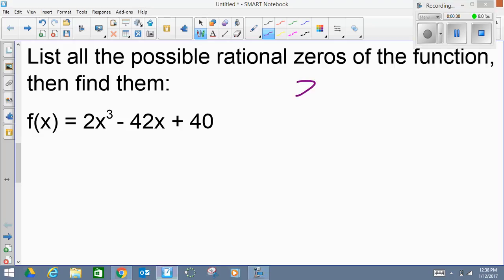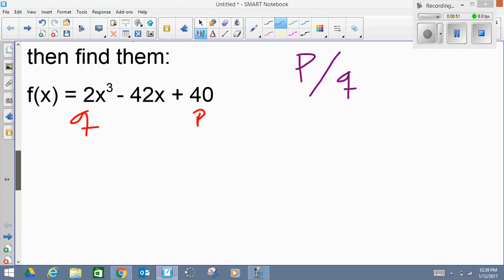We're going to do P over Q. P is all the factors of my constant, and Q is all the factors of my leading coefficient. All right, so it's going to get a little bit long, but it's easy work.